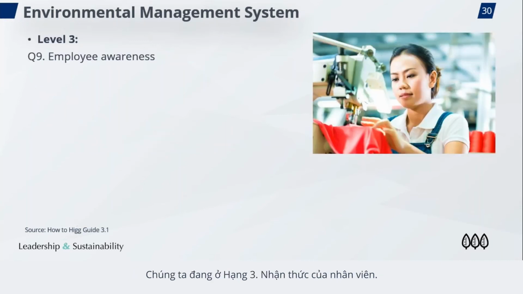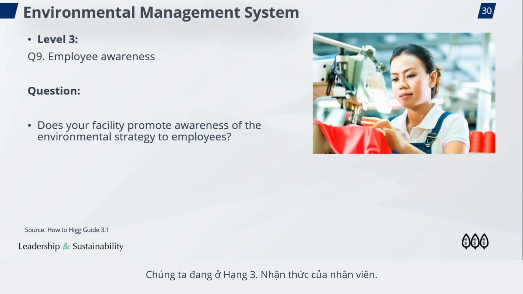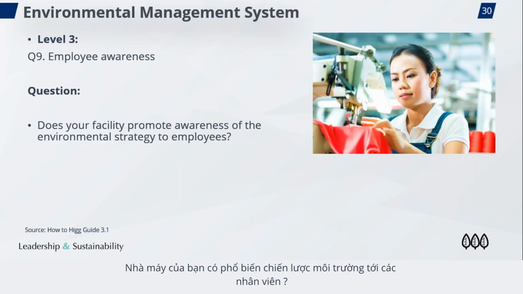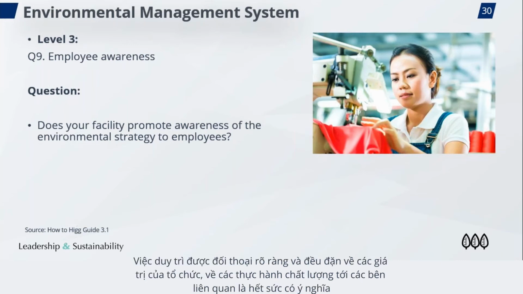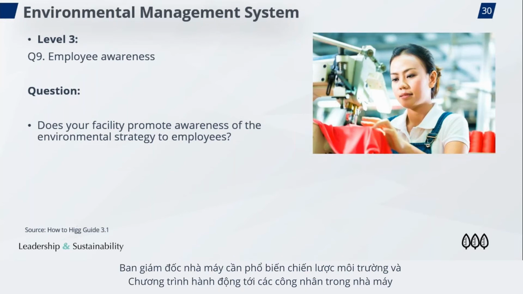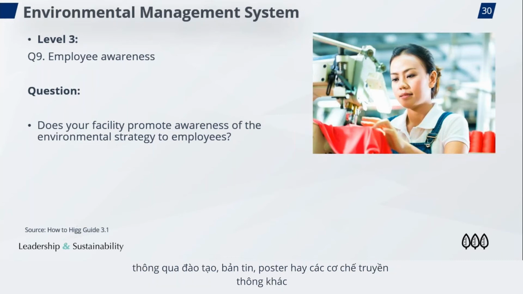We are now at level 3, employee awareness. Does your facility promote awareness of the environmental strategy to employees? Level 3 strongly promotes holistic communication. It is significant to be in constant and clear dialogue with your stakeholders so that everyone is on the same page when it comes to your business values and practices. So the facility management shall communicate your environmental strategy and action plan to the facility's workers, and of course all other employees as well, through trainings, newsletters, posters, or other mechanisms.